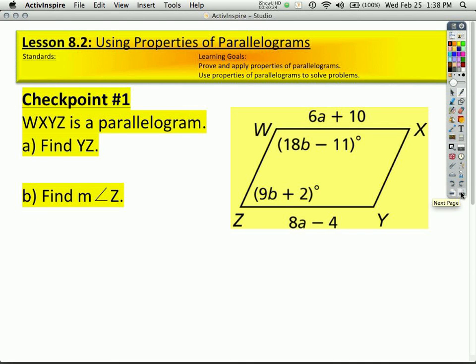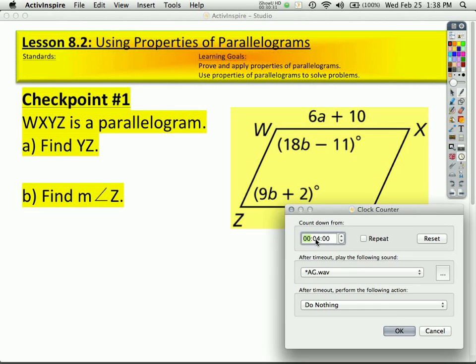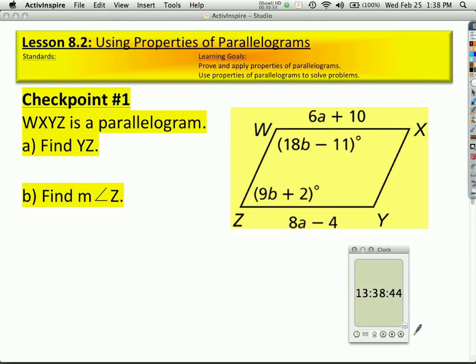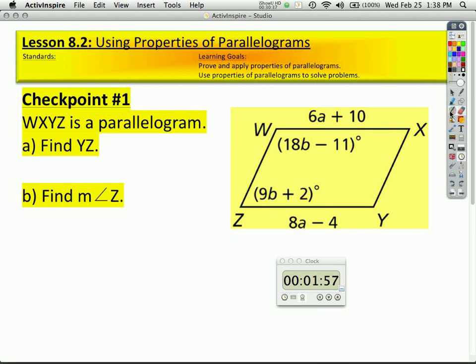Checkpoint number 1. 2 parts. You got 2 minutes. If there's time left, then by all means discuss your answers with your team and see if you came up with the same results.